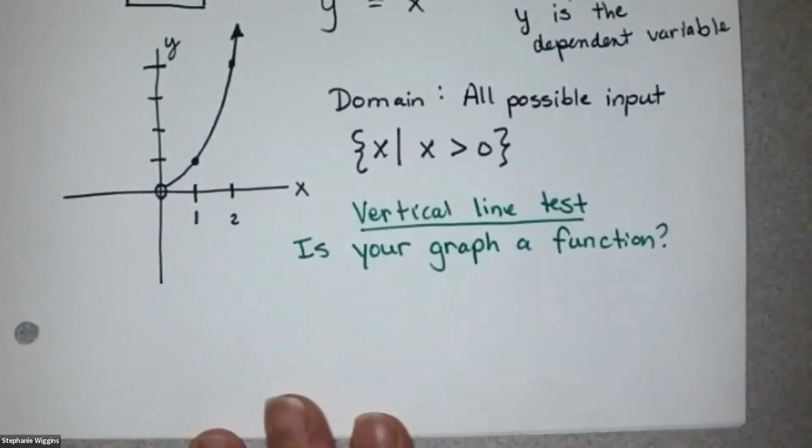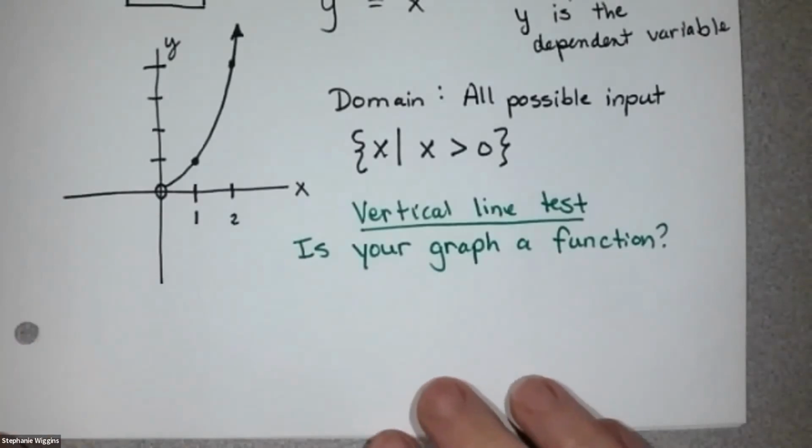So in order for a graph to be a function, each vertical line must only intersect once. And if any vertical line intersects more than once, the graph is not a function. Let me write that out for you.